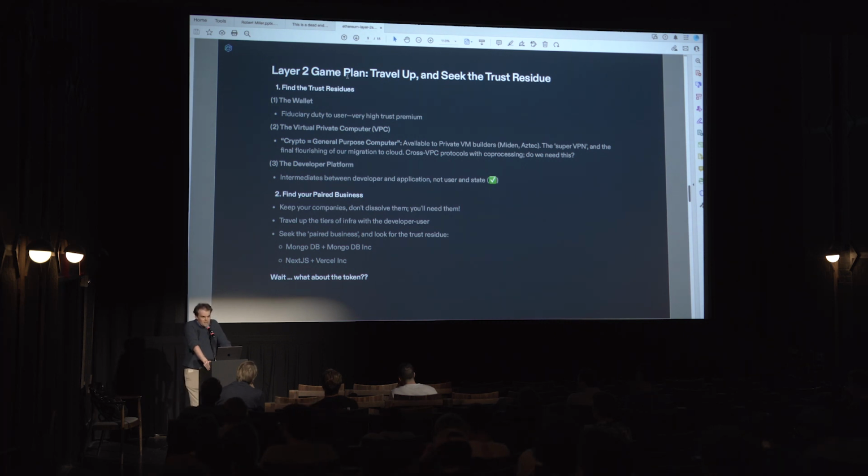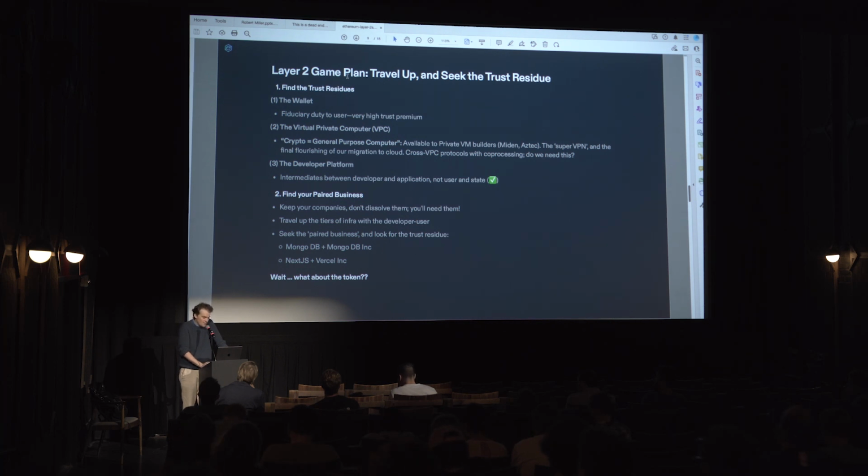Obviously the end game for a lot of these protocols tends to be to wind up the company and the token goes out, and then it's got to find its own economic way in the world. Seek the pair business. Lots of historic examples here. The older one and the classic one, the one that all VCs like talking about, is MongoDB and MongoDB Inc. But there's also Next.js and Vercel. There's lots of modern examples as well.